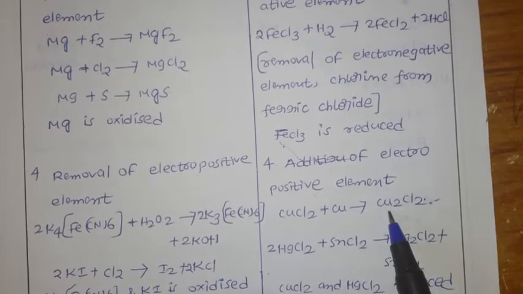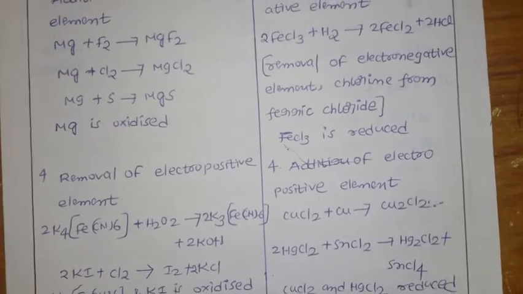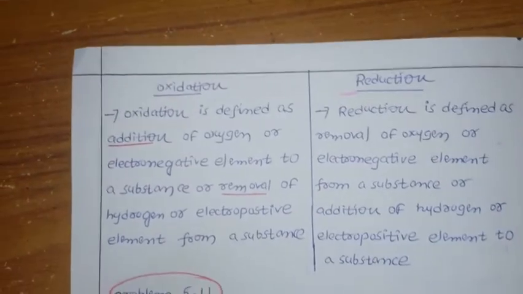Okay, instead of only one copper atom, you got the two copper atoms. So addition of electropositive element is called as what? Reduction. Now if you go for the general definition here, I can define the oxidation state.